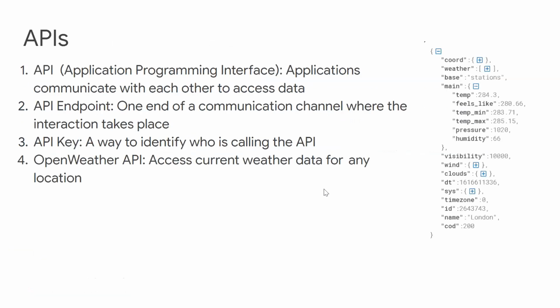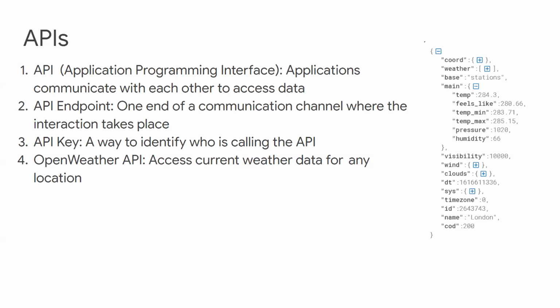Okay, so the next thing, APIs. API stands for Application Programming Interface, and it is essentially just something that applications use to communicate with each other to access data. So it hides the way the application actually works at the back end, and just gives an interface that another application can use to collect data from a different application. And the way that happens is using API endpoints. It's essentially one end of a communication channel where this interaction takes place.